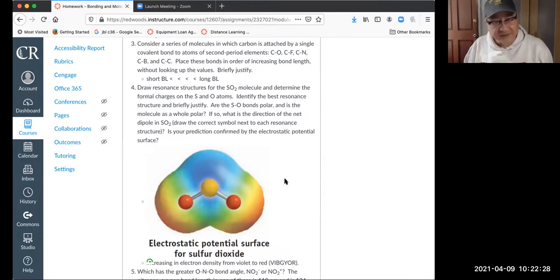So how are we going to decide these bond lengths? And the answer is you're going to decide based on the size of the atom. So I'm going to put these in order in which they appear on the periodic table. Here's boron. Here's carbon.